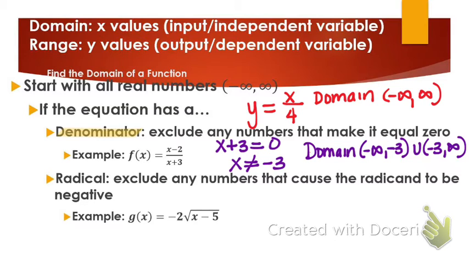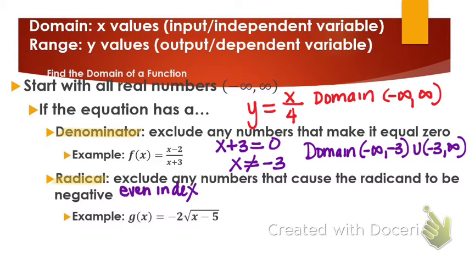To be more specific, I want you to include not just any radical, it has to have an even index. If you have a cube root, that's okay. But if you have a square root or a fourth root or a sixth root, then that is a red light, because you cannot take the square root of a number that's negative.